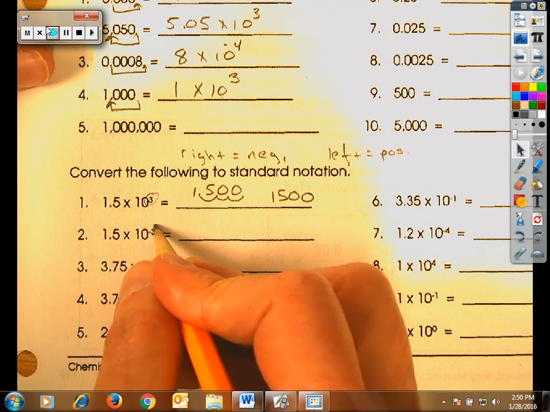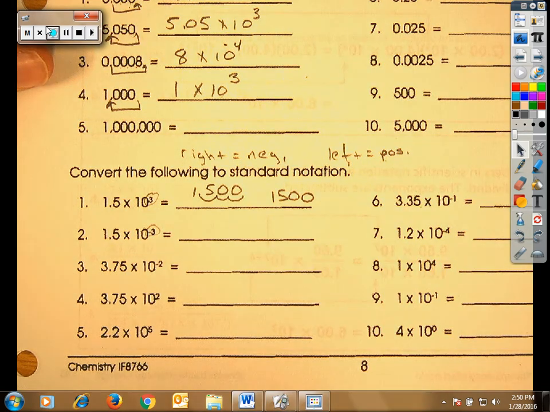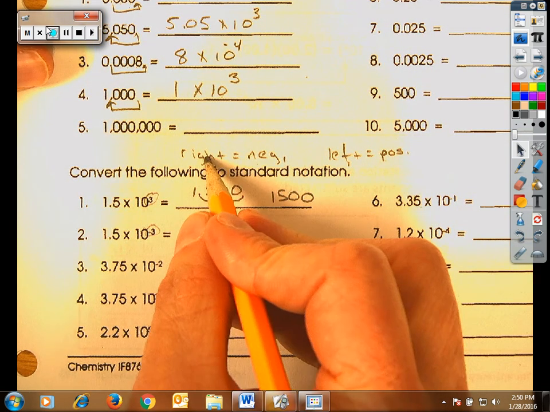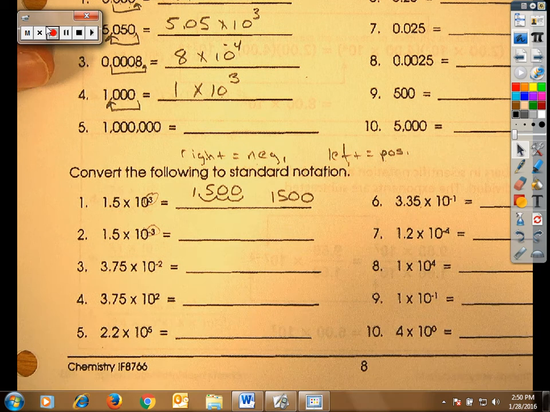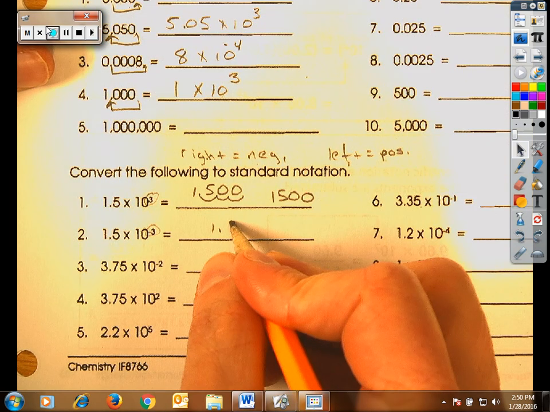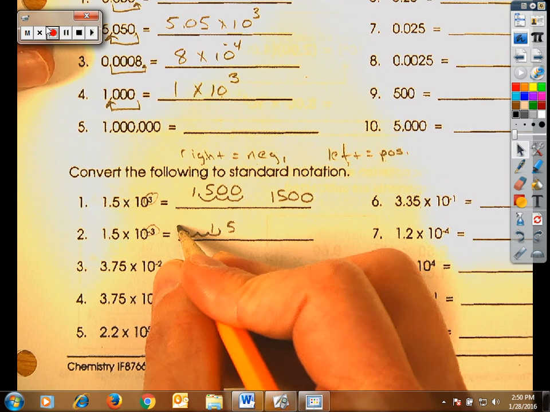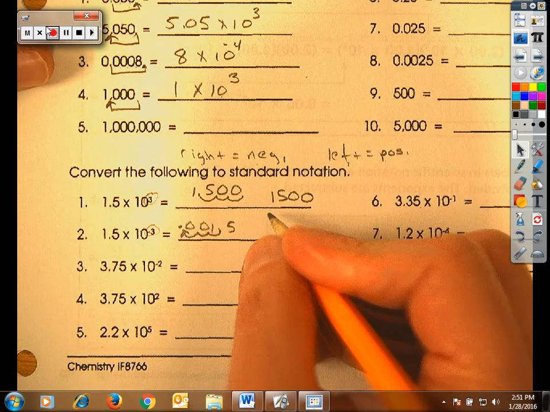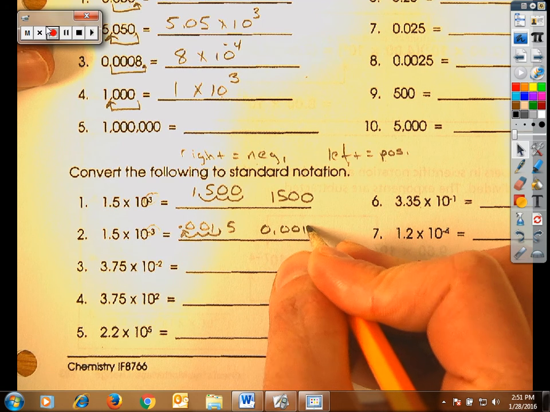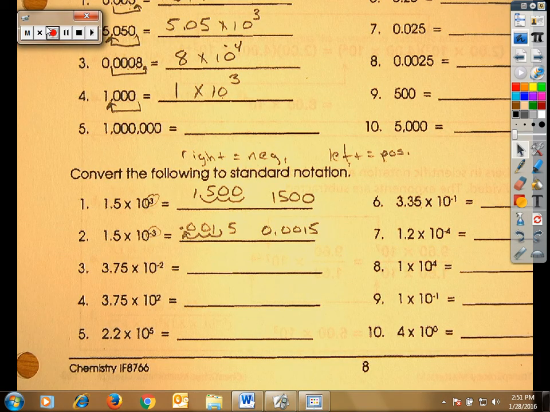I have a negative 3 exponent. To get a negative exponent, I moved it to the right. To undo it, I have to go to the left. So I take the 1.5, move it to the left 3 places. Fill in the empty spots with zeros, 0.0015. We do want to maintain significant figures here.